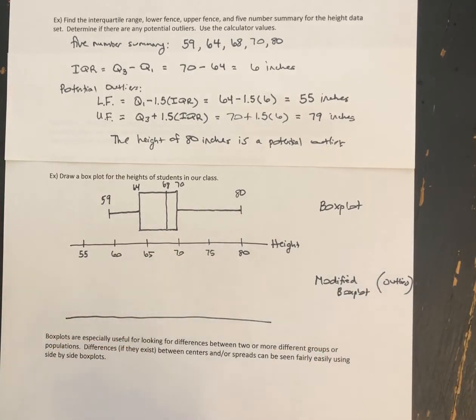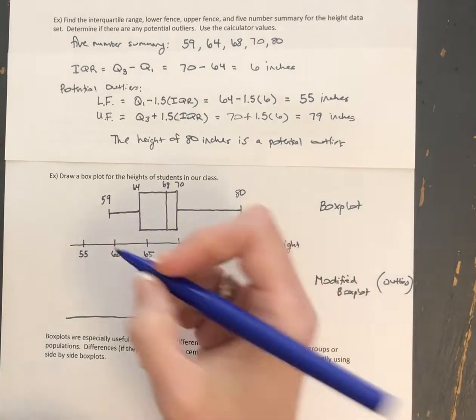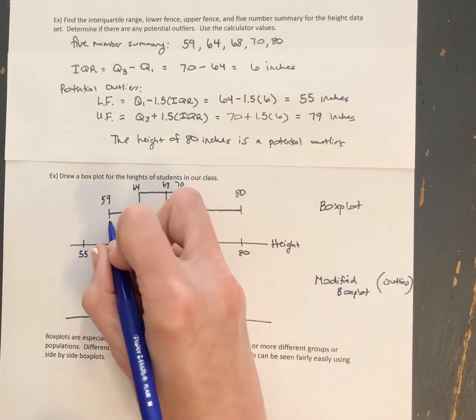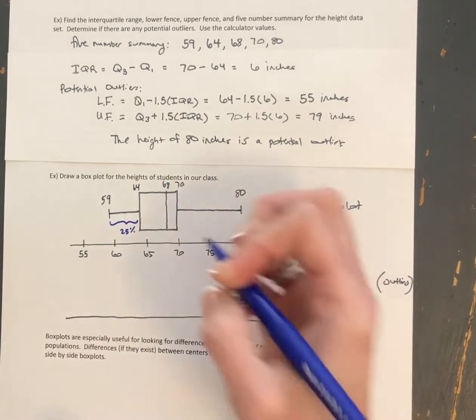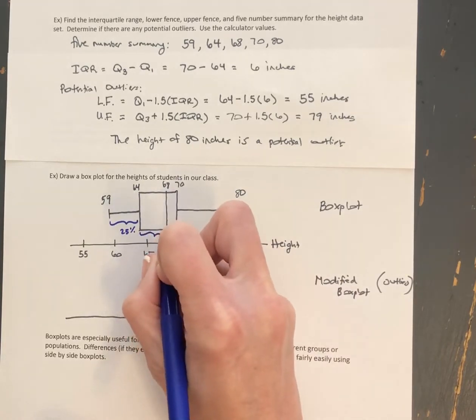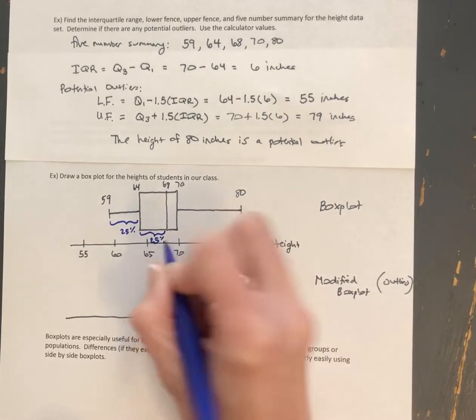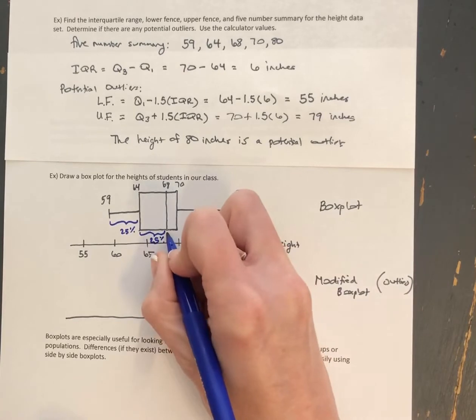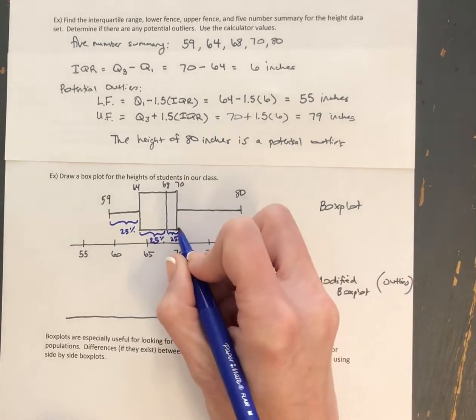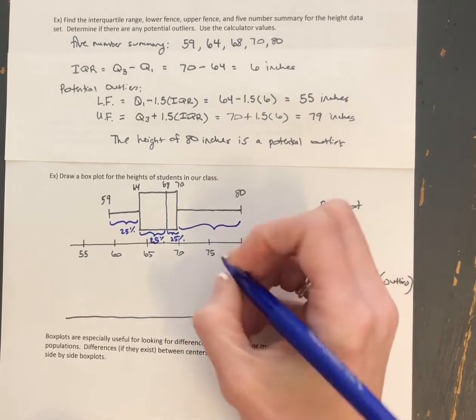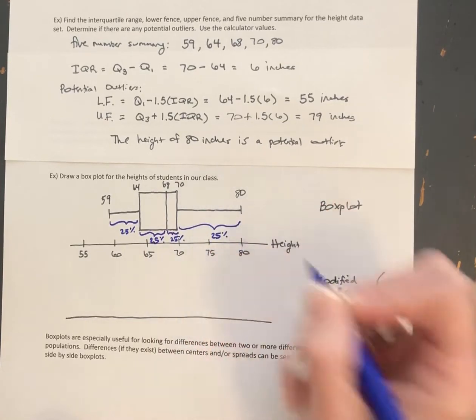Remember what we said earlier, where each segment there, so between the minimum and Q1, represents 25% of your heights. Between Q1 and Q2, that represents another 25%. Between Q2 and Q3, there's another 25%. And then between Q3 and the max is another 25%.